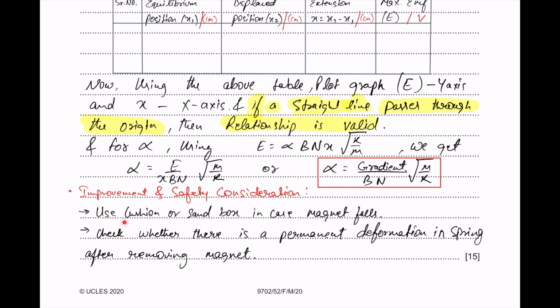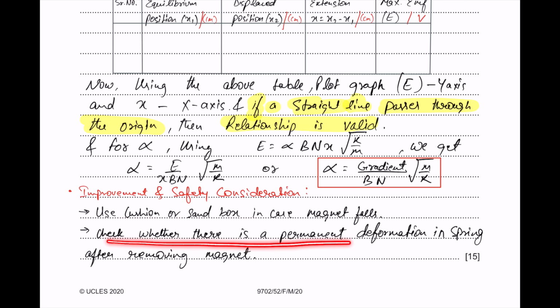Here what we are doing, we are displacing the bar magnet. It may happen that the bar magnet may fall or may detach from the spring, so it may fall to the surface at the bottom part and the magnet may get damaged. So in order to have a safety precaution, we can use a cushion or a sandbox at the bottom of our lab where we are performing.